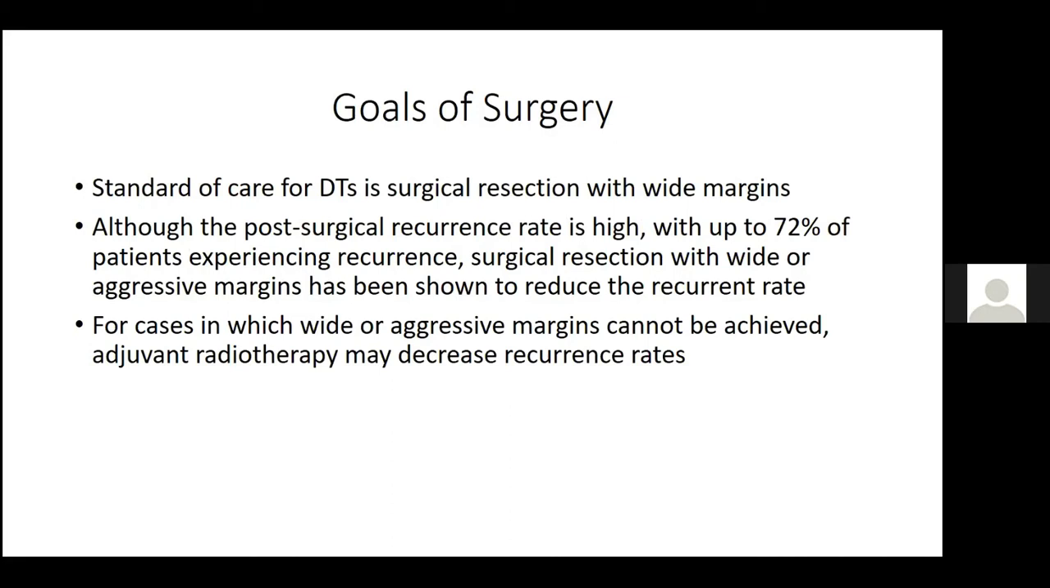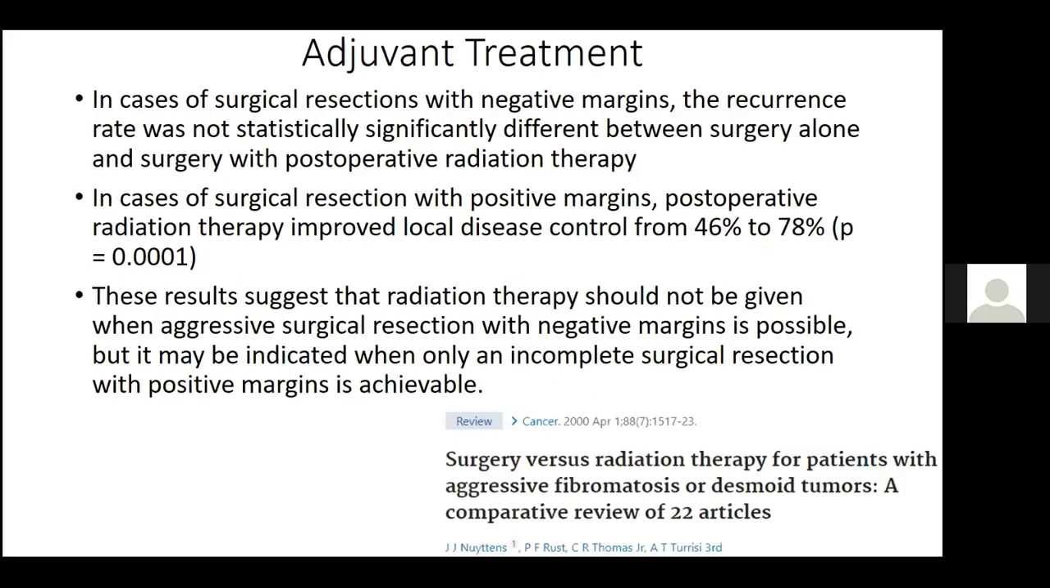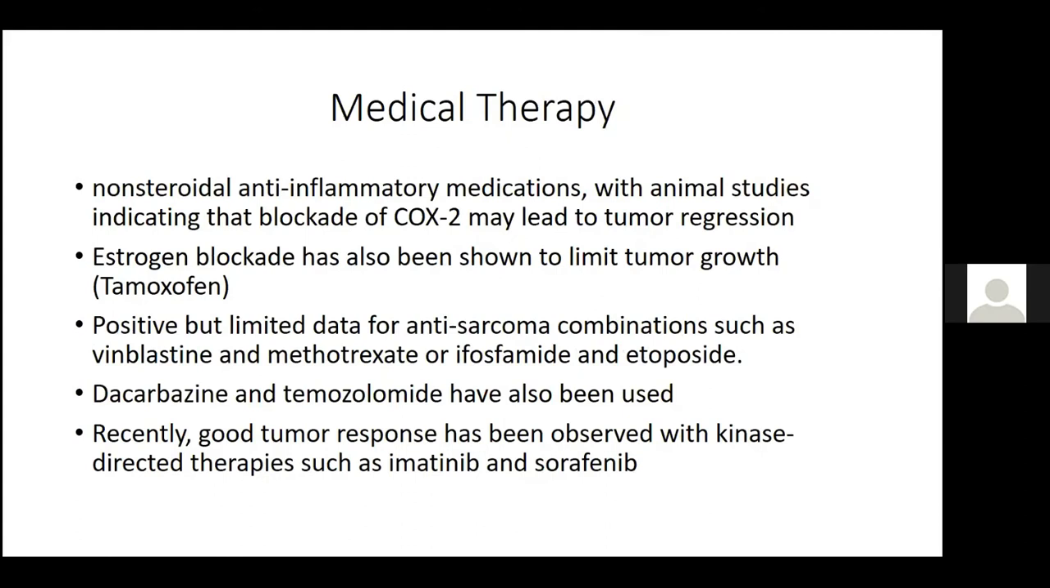Although the recurrence rate is very high, with up to 70% of patients having recurrence, having a large resection with wide margins lowers the recurrence rate. And if you cannot get wide margins, then you can treat with adjuvant radiation therapy. Medically, there are interesting therapies. Giving anti-inflammatory medications like COX-2 inhibitors has been shown to sometimes lead to tumor regression. Estrogen blockade, since it's an estrogen responsive tumor, so they've given tamoxifen. And then there have been attempts to treat with different chemotherapies like ifosfamide, etoposide, dacarbazine, temozolomide, and then kinase directed therapies such as imatinib and sorafenib.